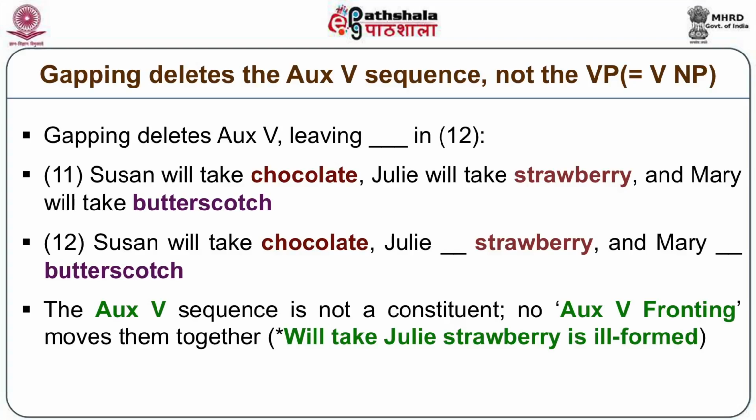In the e-text, we display these examples for you, and when we display Susan will take chocolate, Julie strawberry, and Mary butterscotch, where the aux verb sequences have been deleted, at the deletion site we show a long underscore. Such an underscore marks what is known as a gap. This is to help you to remember that this particular transformation is called gapping. Gapping has a very curious property. It was noticed in the 1960s, in the early days of transformational grammar research.